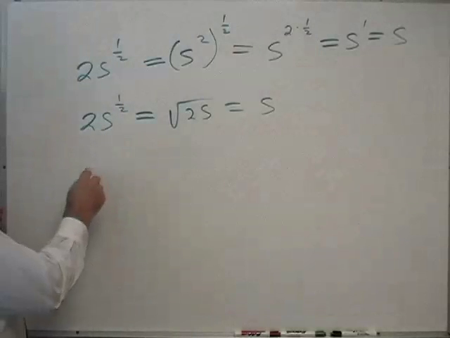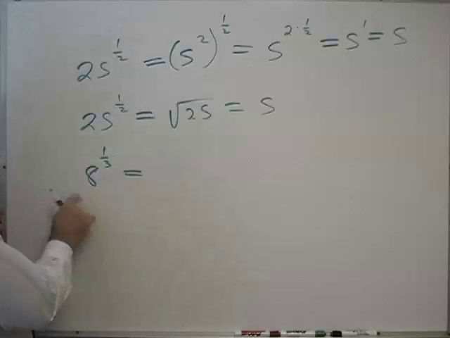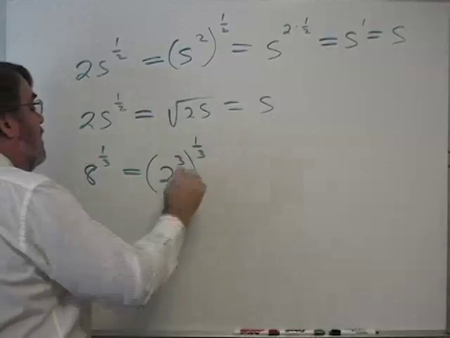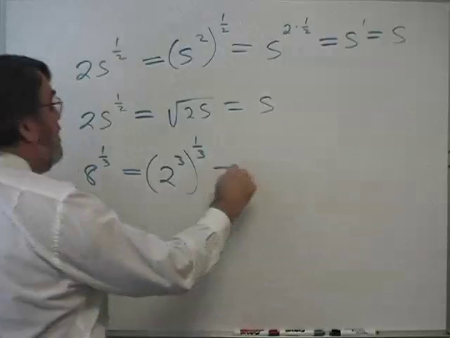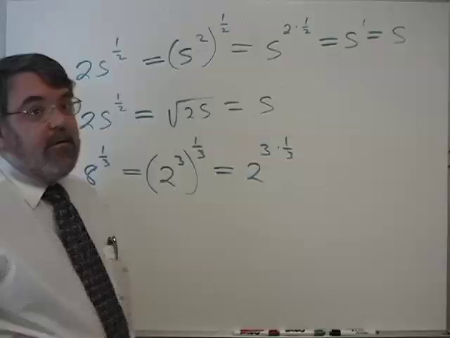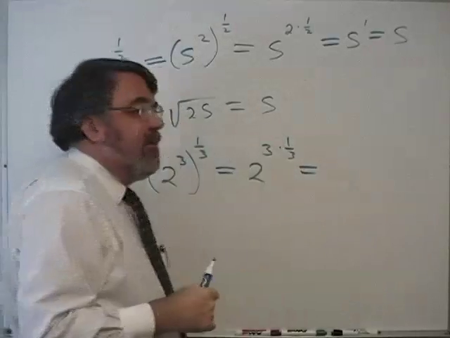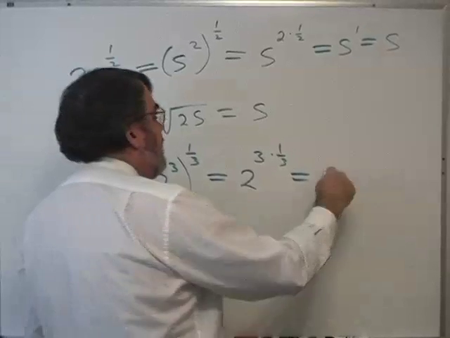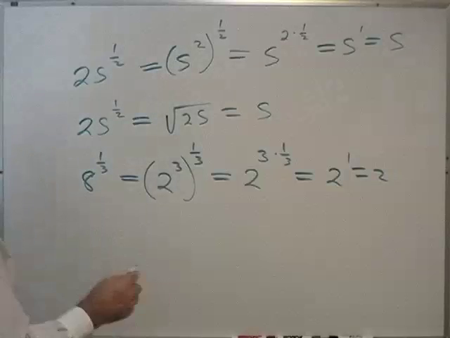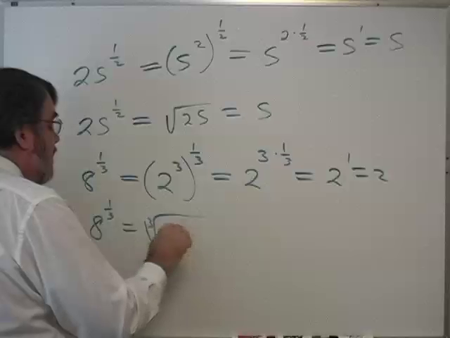For example, 8 to the 1/3 power, we can rewrite 8 as 2 to the 3rd power. And then by removing parentheses, we have 2 to the 3 times 1/3. And again, the fraction disappears. 3 times 1/3 is 1, so I have 2 to the 1st power, which is 2. And that means the same thing as the cube root of 8.